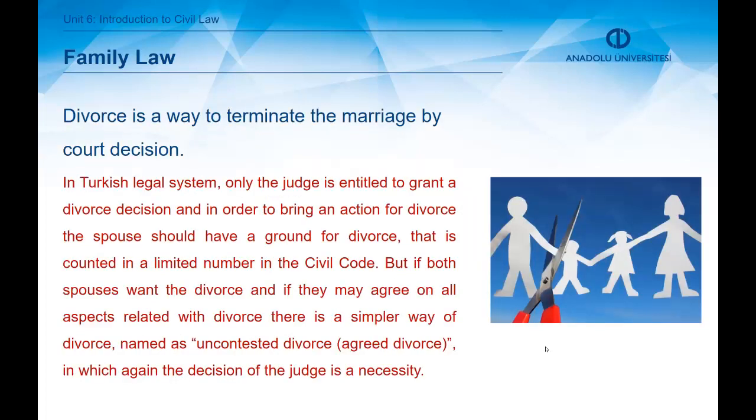Divorce, on the other hand, is a way to terminate the marriage by a court decision. In the Turkish legal system, only the judge is entitled to grant a divorce decision, and in order to bring an action for divorce, the spouse should have a ground for divorce that is counted in a limited number in the civil code. But if both spouses want to divorce, and if they agree on all aspects related with divorce, there is a simpler way of divorce named uncontested divorce. In other words, agreed divorce, in which again the decision of the judge is a necessity.